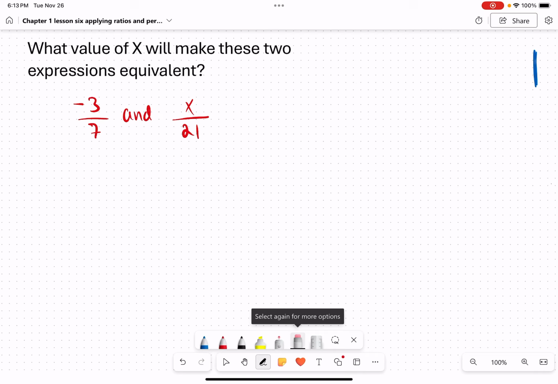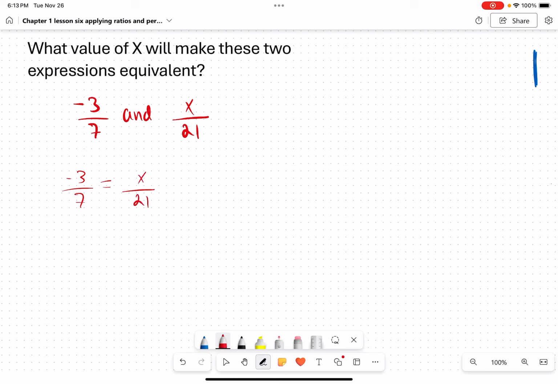In today's video we have an equivalent ratios problem. What value of x will make these two expressions equivalent? The key word that we are looking for here is equivalent. That means that these two expressions must be equivalent, so we're going to have to show them as equal to each other.